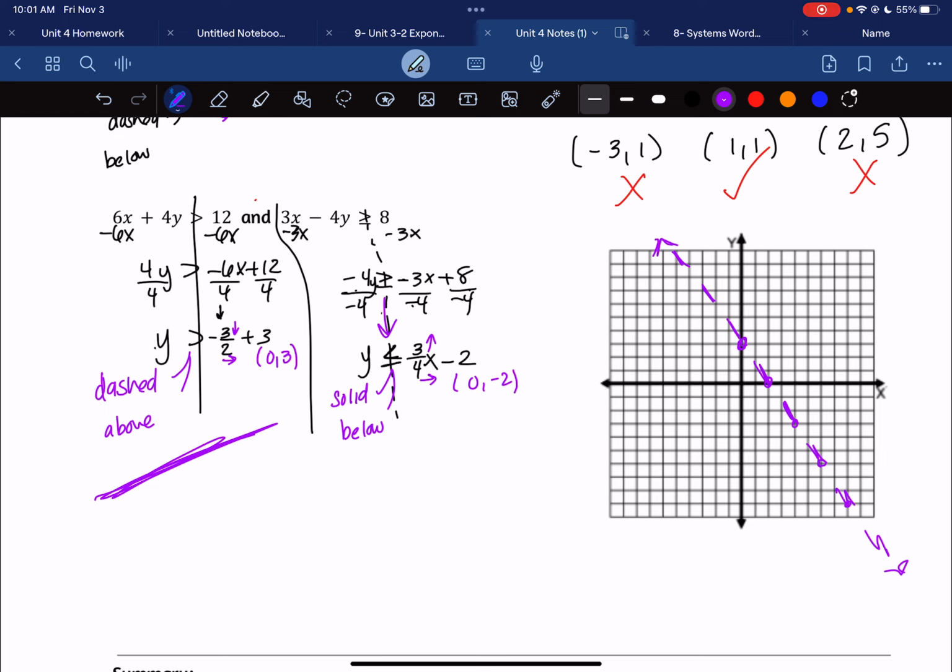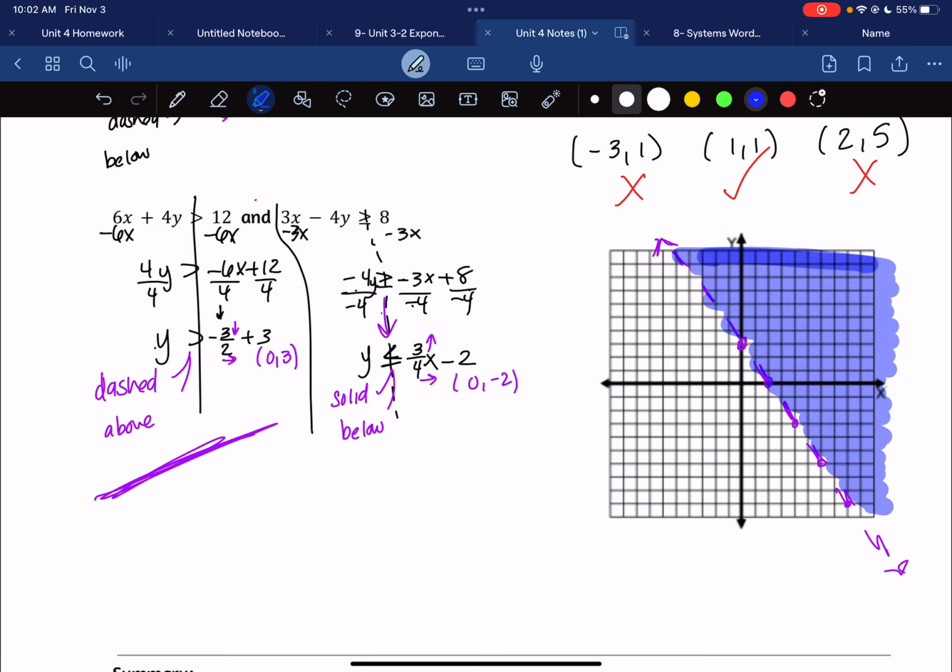And then what I need to do is I need to shade above. So I'm going to go ahead and shade above. So shading above my dashed line, that is above right there, right? Okay. And then what I need to do is do the next one. Let me do it in a different color just so y'all see the difference. So we got -2 right here. Let's see, 0, -2, y-intercept. I need to go up 3 over 4, up 3 over 4, up 3 over 4, bam. Down 3 to the left 4.